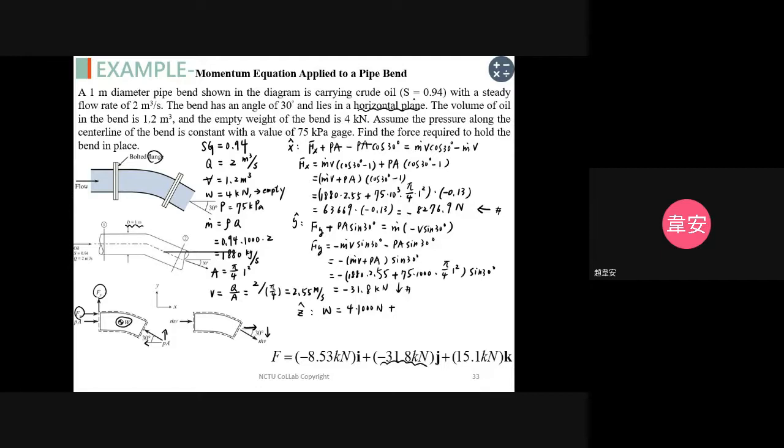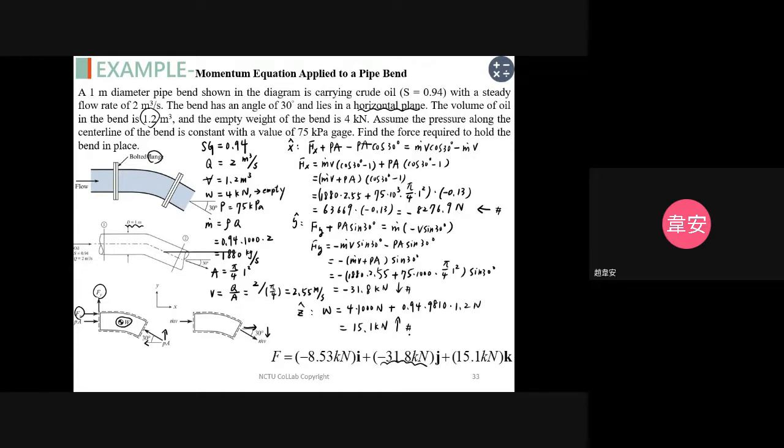So what is the oil weight? We have the specific gravity 0.94 multiplied by gamma W, which is 9810, and the volume here is 1.2 of the oil volume. So the final answer is equal to 15.1 kilonewtons, and this force is positive to support the total weight.